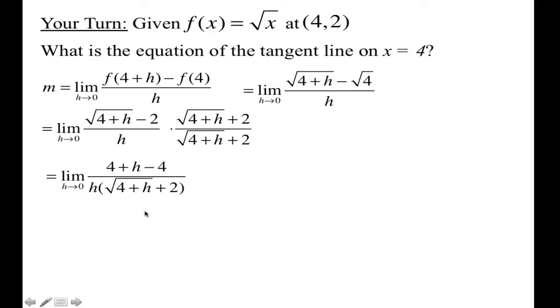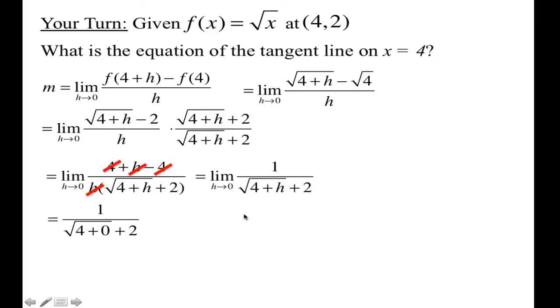Multiply through. Simplify, so the 4's cancel, and the h's cancel. So now I am left with the following. Now let's see what happens when I plug in 0 for h. Simplify, and we get 1/4. So now the slope of the tangent line on the square root of x at x equals 4 is 1/4. I already have my point, so now I can write the equation of my tangent line, and I am done.